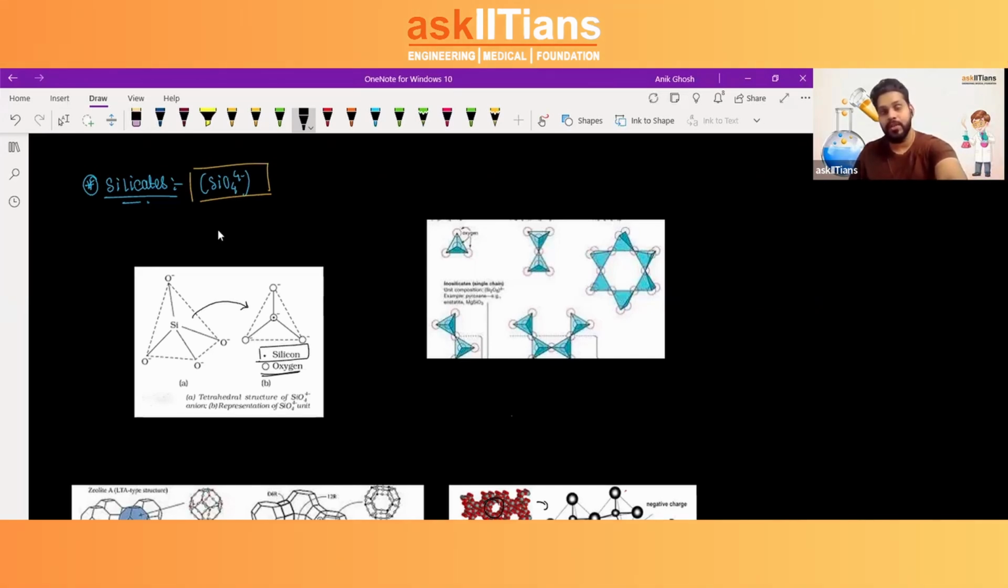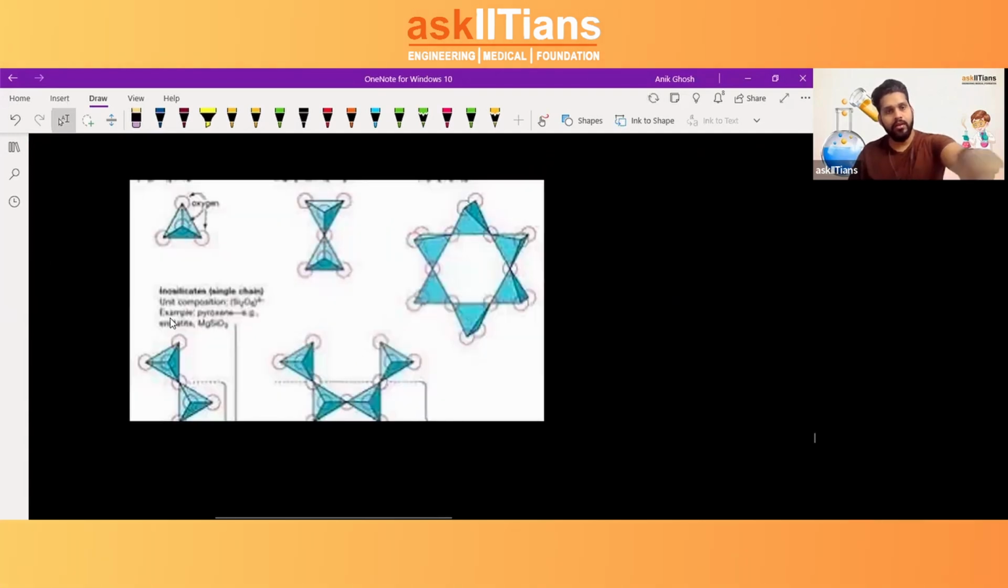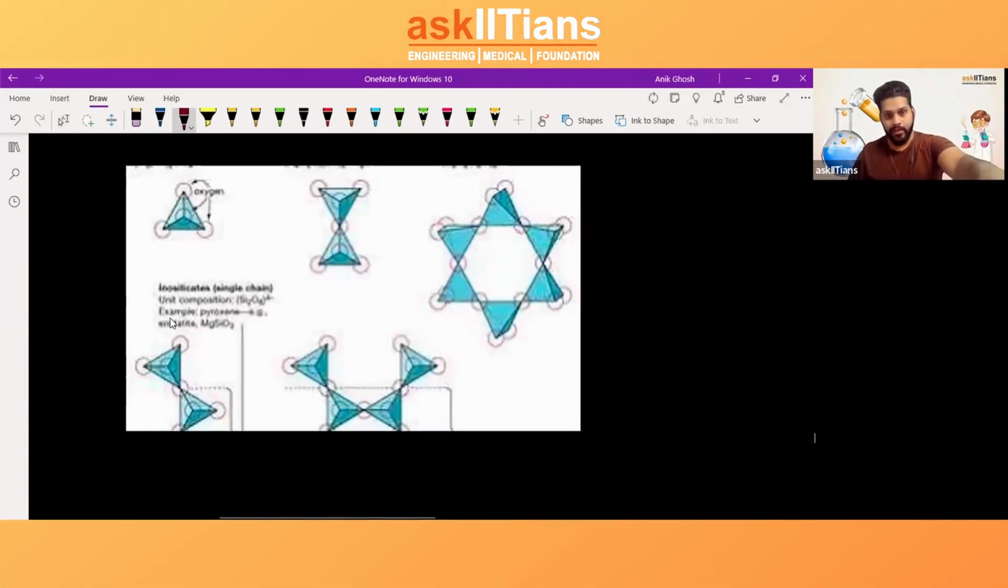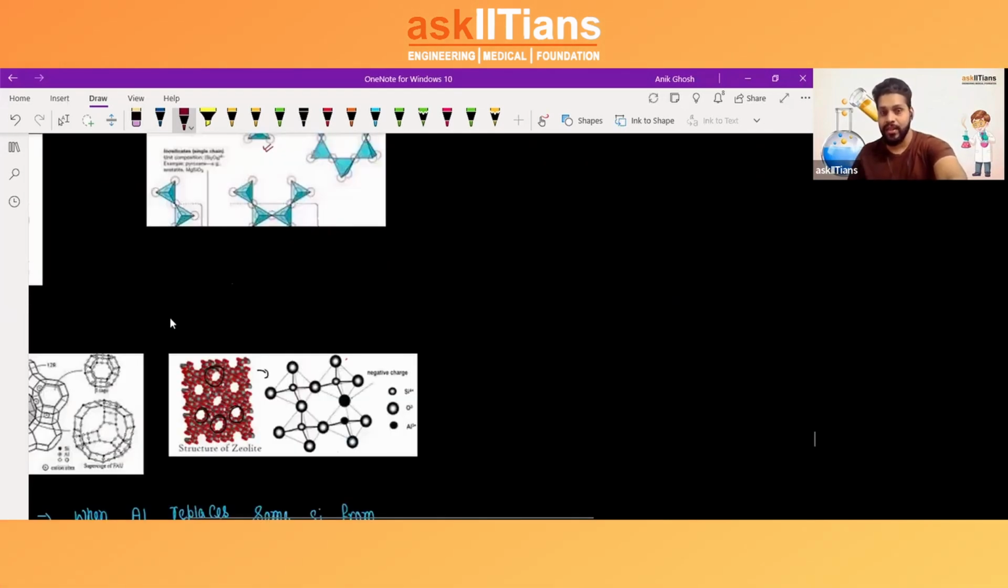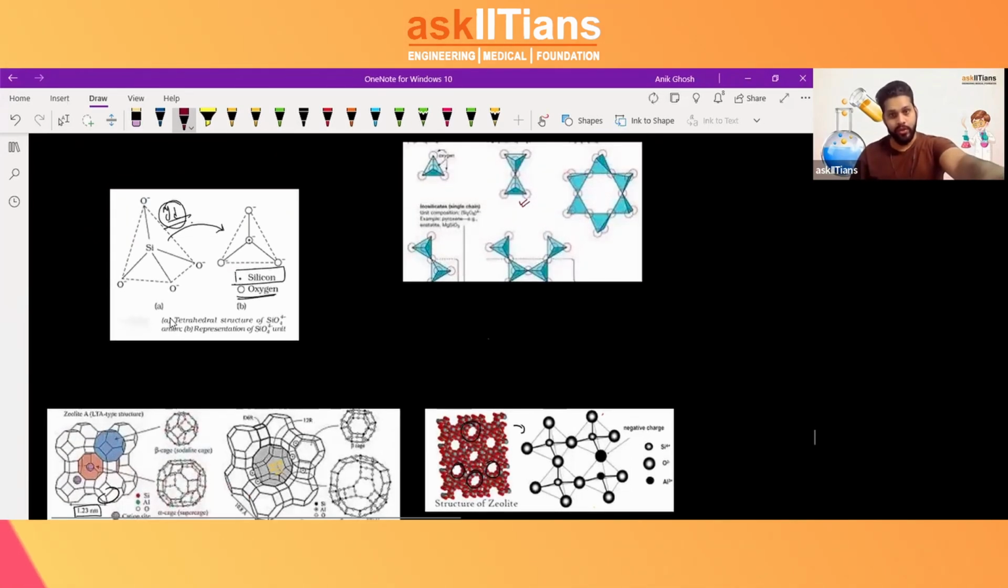How many types of silicates are there? Right now it's a tetrahedral structure, as you can see. Now have a look. Let me tell you the names first. There are orthosilicate, pyrosilicate, sheet silicate. There are many, many silicates like that. This one, as you can see, is your orthosilicate. This is ring silicate. And if you keep it in a chain-like structure, that is called sheet silicate.